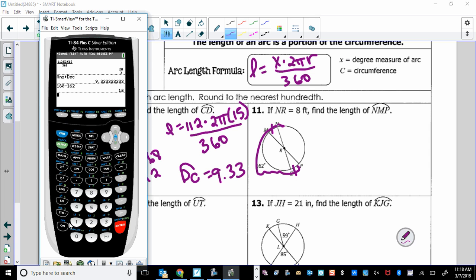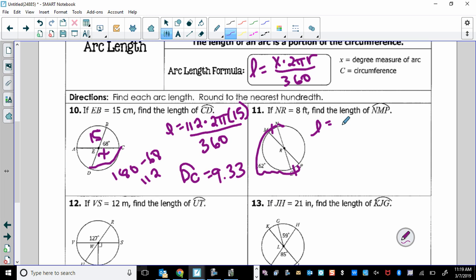So the whole NMP will be 118 plus 162 plus 18. Or you can do 180 minus 118. That gives you 198. So for number 2, the length is the degree, 198, times 2 pi r, and r is 8, right? Then divided by 360. Okay, so that's all we have to do for this section.